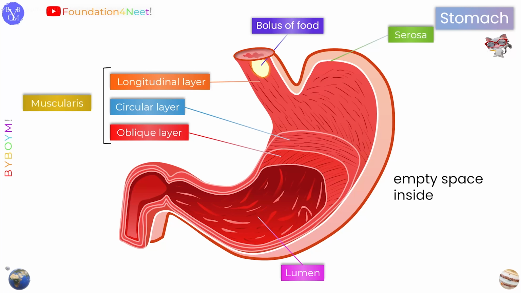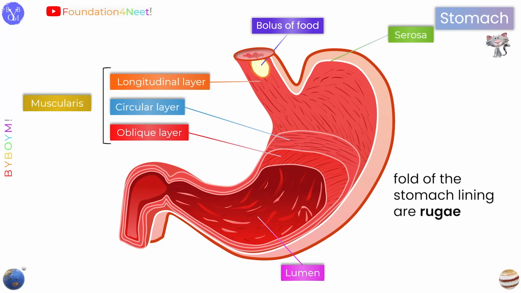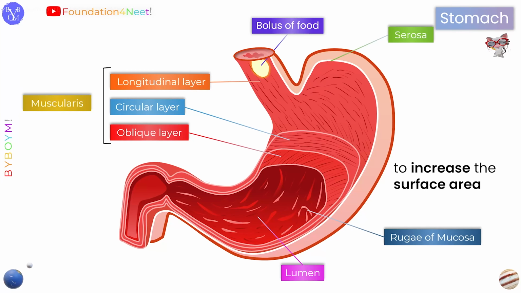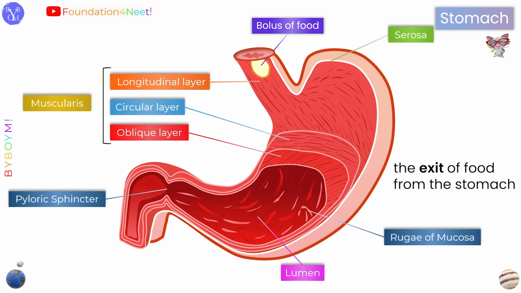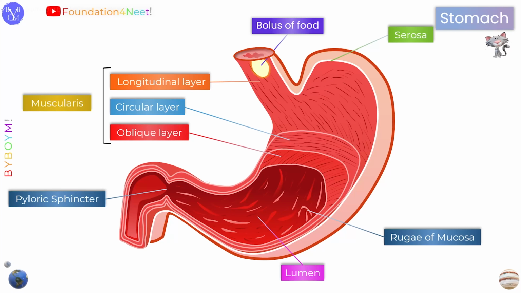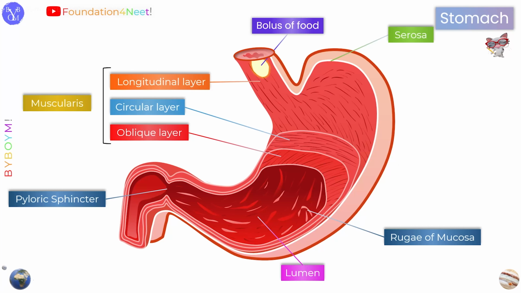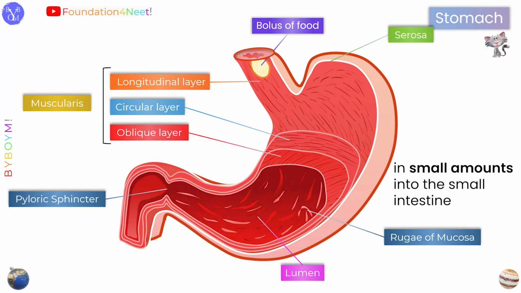The empty space inside the stomach is called the lumen of the stomach. The folds of the stomach lining are called rugae, which serve to increase the surface area. The exit of food from the stomach is regulated by the pyloric sphincter, which is present at the junction of the stomach and small intestine. The pyloric sphincter releases chyme in small amounts into the small intestine.